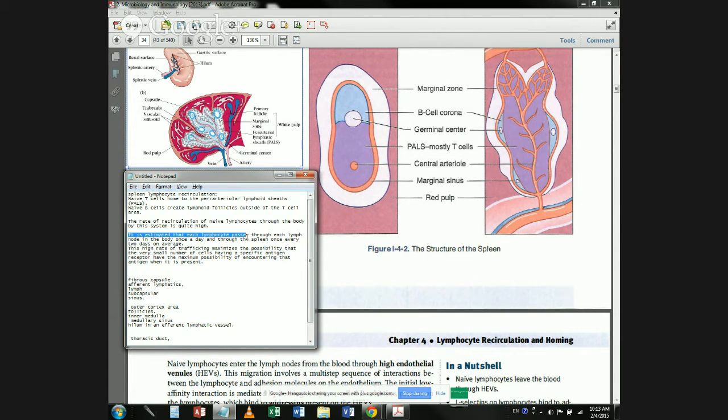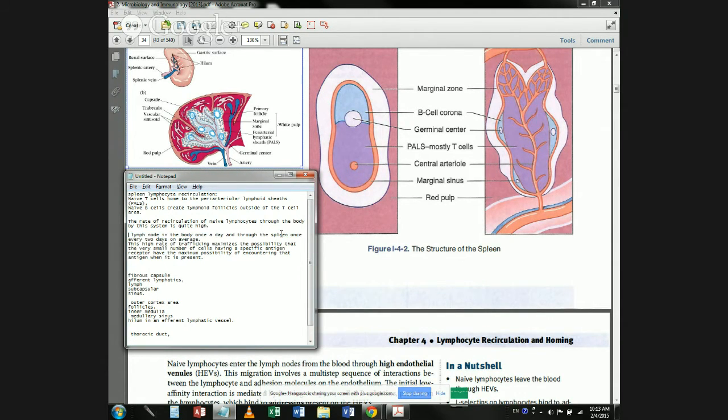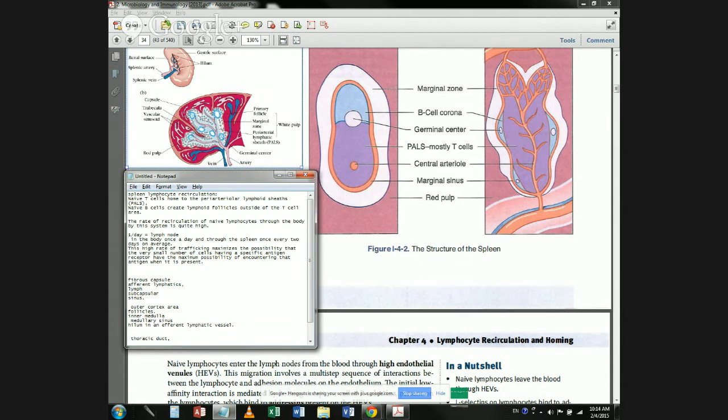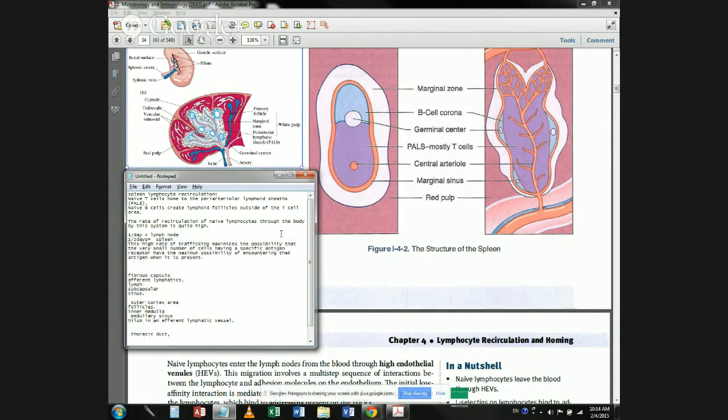Okay, so it is estimated that each lymphocyte passes through each lymph node in the body once per day, and through the spleen once per 2 days on average. This high rate of trafficking maximizes the possibility that the very small number of cells having a specific antigen receptor have the maximum possibility of encountering that antigen when it is present. So this is the whole point of this thing.